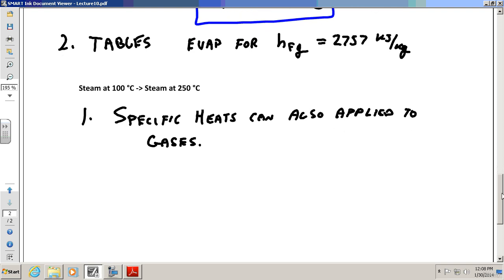And so we have actually two different types of specific heats for gases, okay? We have a C sub V, which is the specific heat at a constant volume. Let me change it up. We can calculate the change in internal energy by applying the specific heat times T2 minus T1. And that's specific heat C sub V, okay? So V stands for constant volume.